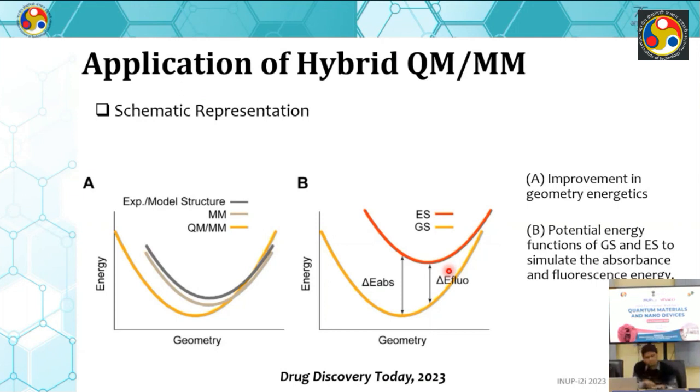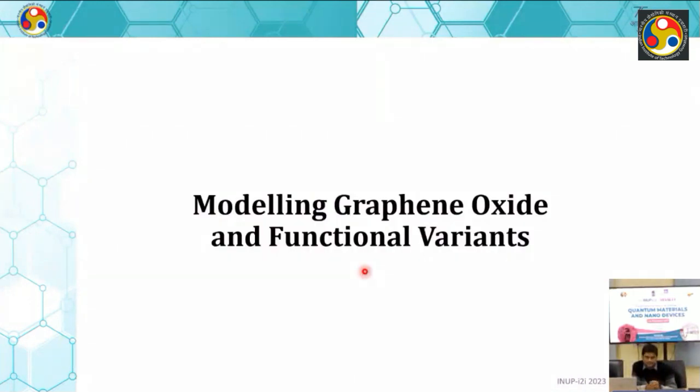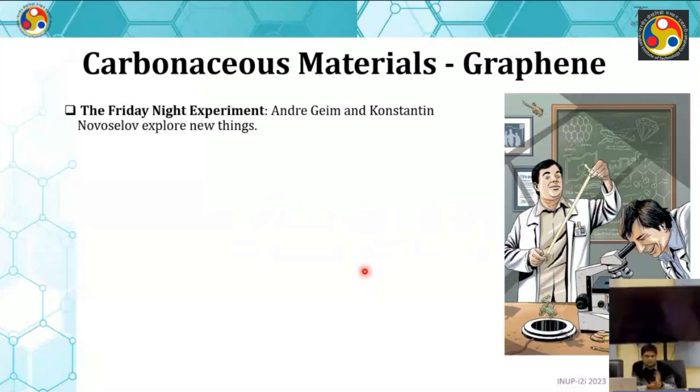Yeah. So with this, now we will move to the later part where we will see one example of materials in order to model it using the computational tools. This part of the story will be based on graphene oxide and its functional variants, where we will be quantifying the experimental inferences using the computational modeling. So the story begins. The story is linked with the carbonaceous material, that is graphene.